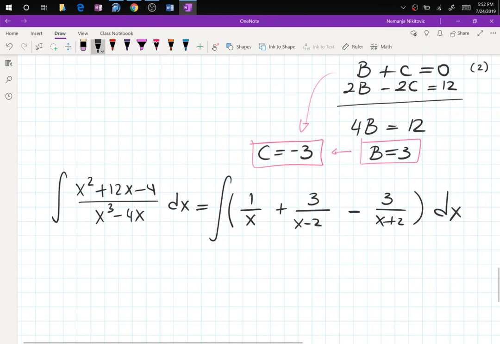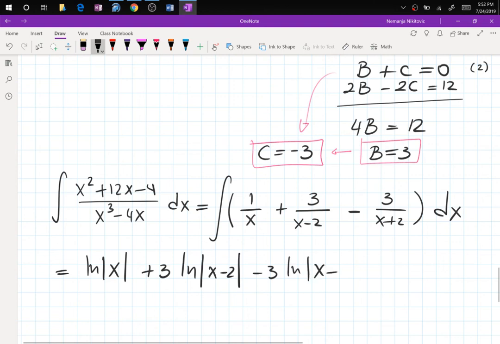You have 3 ln integrals. Again, if you are used to this form, you don't have to go through u sub horror. You will immediately see that you have 1 over x, 1 over x minus 2, 1 over x plus 2, and each one of those is just ln of the denominator. And the values you have on top go as the coefficients of the ln's. So that's the fast way to integrate this. So the first one is ln of absolute x plus 3 times ln of absolute x minus 2 minus 3 ln of absolute x plus 2, and then plus c.